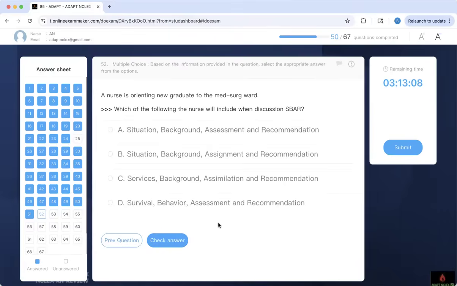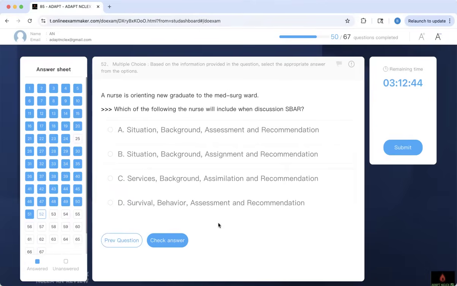This question is a bonus question, but it may be tricky if you don't know what it is. Question 52. A nurse is orienting a new graduate to a med-surg unit. Which of the following should the nurse include when discussing SBAR? The S, what does that mean? The B, A, and R are background, assessment, and recommendation.